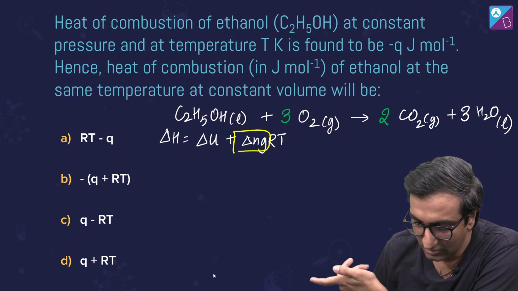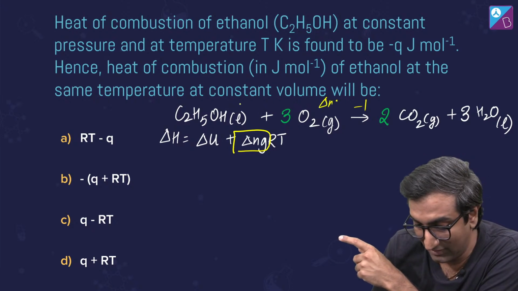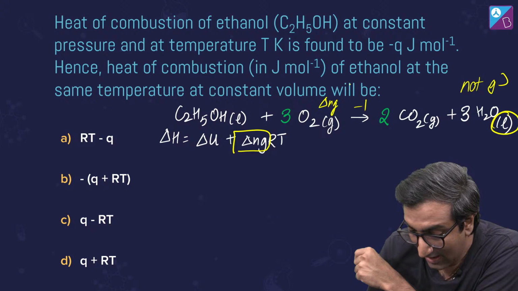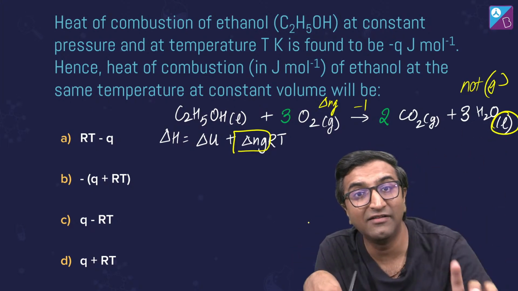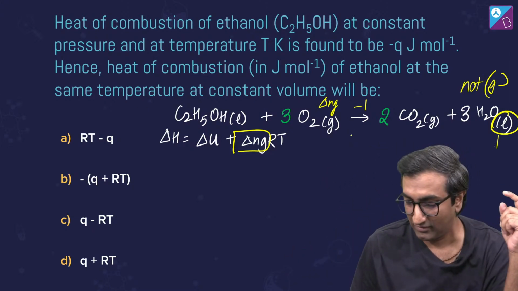Delta Ng क्या हो गया? 2 minus 3, मतलब -1. And be careful over here, okay? सबसे बड़ी बात ये है कि ये liquid है and not gas. Unless कोई आपको बोले कि this is happening at a temperature higher than 100 degree Celsius. अगर कोई आपको ये बोलता है तब आप इसको गैस कंसिडर कर सकते हो.